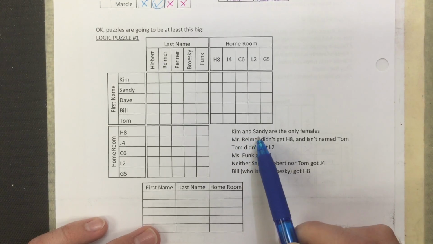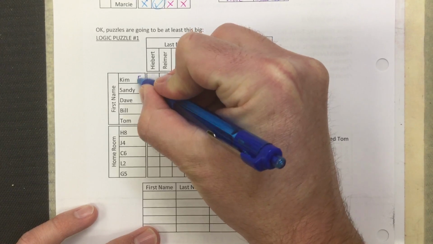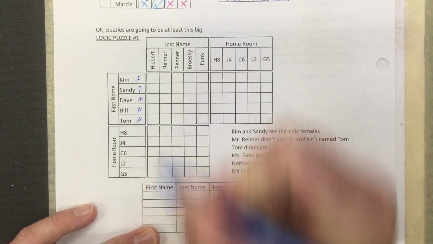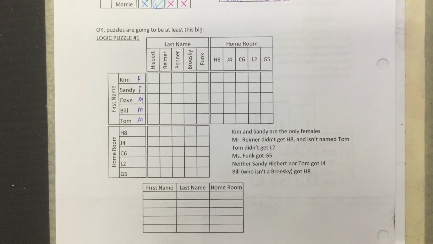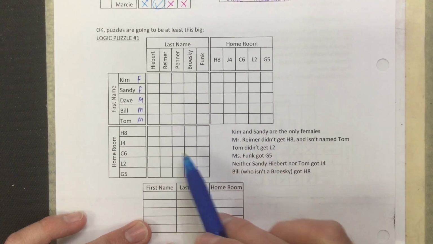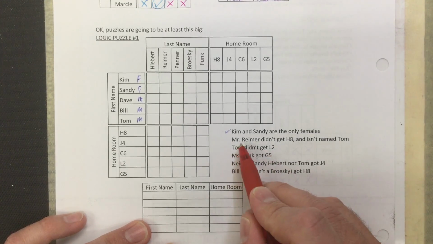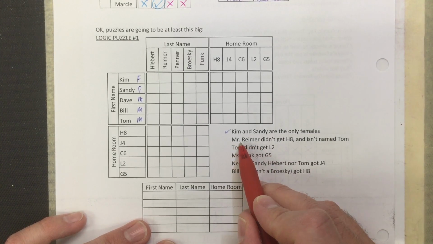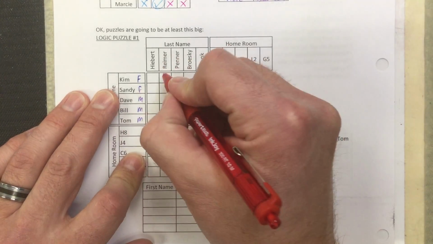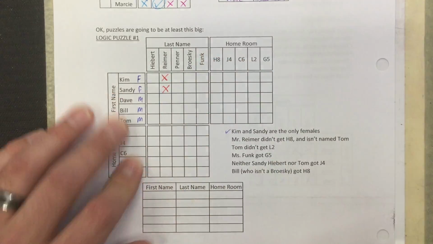The first one is that Kim and Sandy are the only females. Well, that might help us later on. It doesn't actually give us anything so far, but I'm going to put F and M next to those 5 names because it might help us later on. Mr. Reimer, okay, oh, here we go. We got our first thing. Mr. represents a male. So that tells us that Kim and Sandy cannot have the last name Reimer.